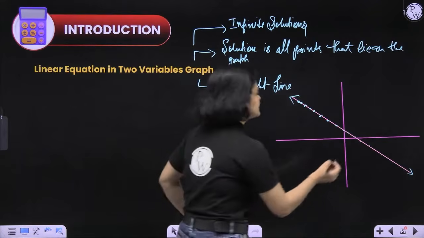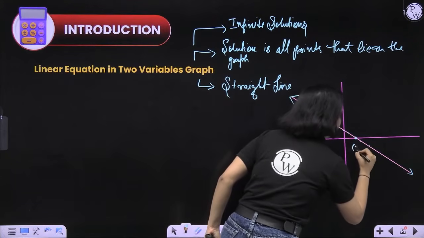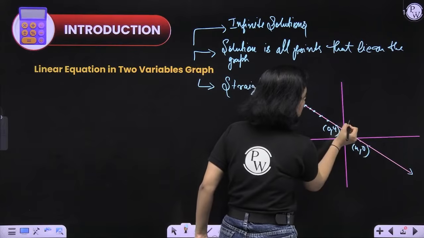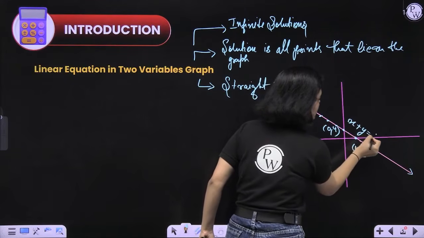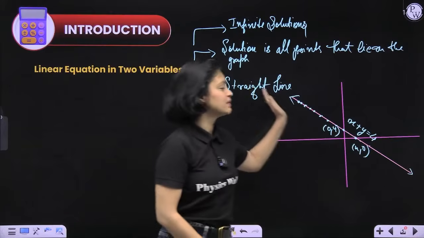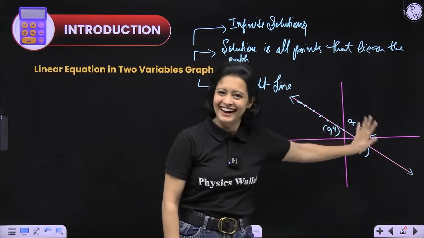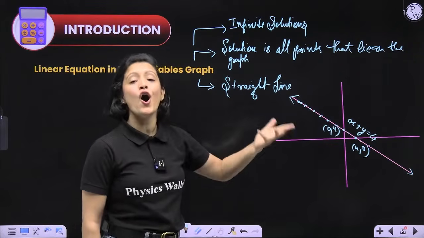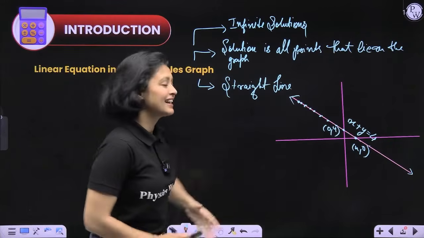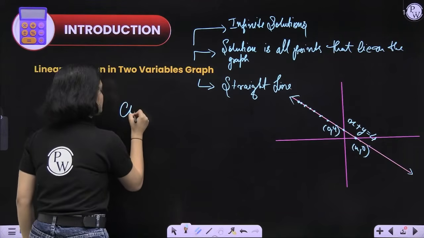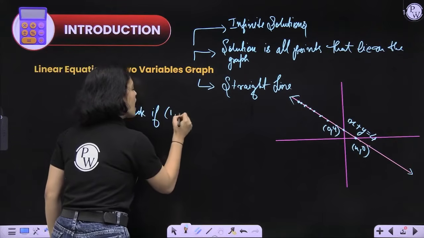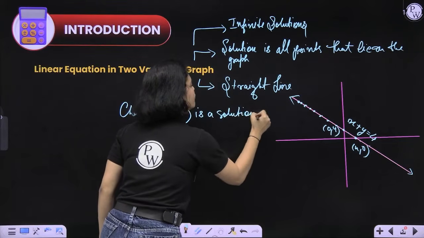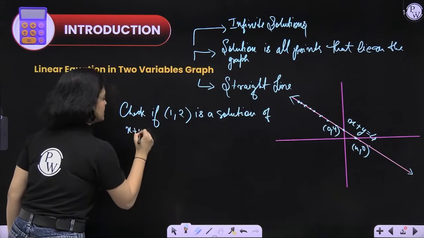But will every point be a solution of the given linear equation in two variables? That's not true. Let's suppose that this point here is (4, 0) and this point is (0, 4), and this equation is x plus y equals 4. This is a linear equation in two variables and suppose the graph I have drawn is for this. Now, how will you check whether a given point is a solution of this linear equation or not? Suppose I ask you, check if (1, 2) is a solution of x plus y equals 4.